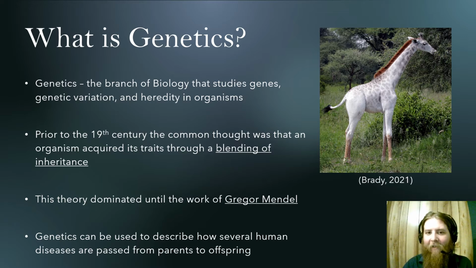Prior to the 19th century, the common thought on genetics was that an organism acquired its traits through this blending of inheritance. And this is where mom and dad contributed to your genetics, and the average of those contributions was what you ended up looking like. This theory was the predominant theory until the work of Gregory Mendel.